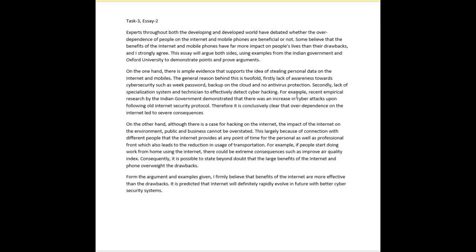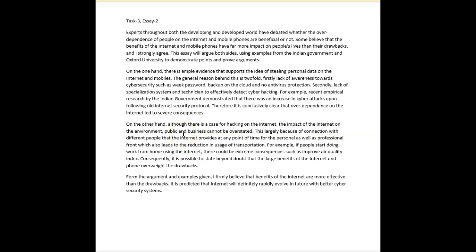Okay. For example, if people start doing work from home using the internet, there could be extreme consequences such as improved, with a D, air quality index. Consequently, it is possible to state beyond doubt that the large benefits of the internet and phone outweigh, with not overweight. Overweight means heavy. Overweight means you weigh too much. You want outweigh the drawbacks.